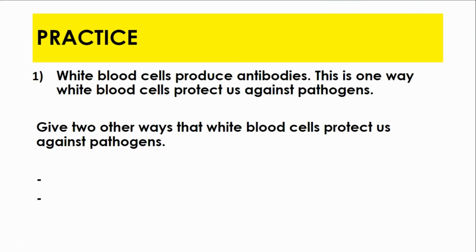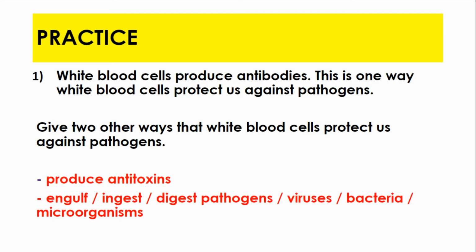Okay, so we've got some practice questions now. 1. White blood cells produce antibodies. This is one way white blood cells protect us against pathogens. Give 2 other ways that white blood cells protect us against pathogens. Answer time. They can either produce antitoxins or they can engulf, ingest, digest pathogens or viruses or bacteria, microorganisms in general.